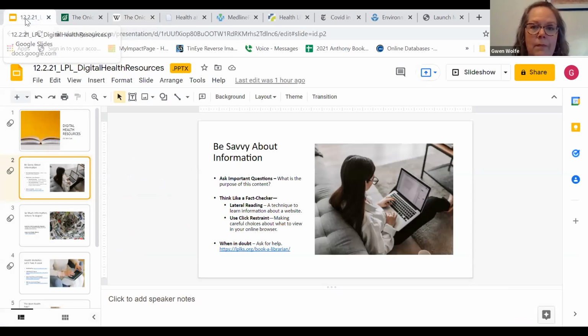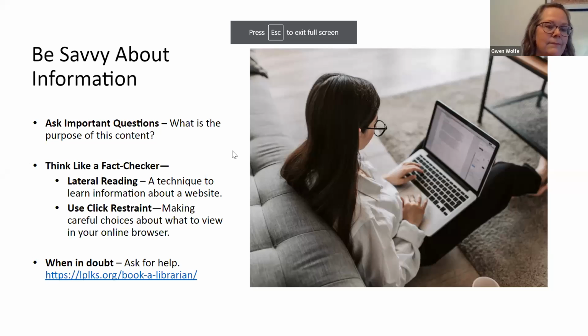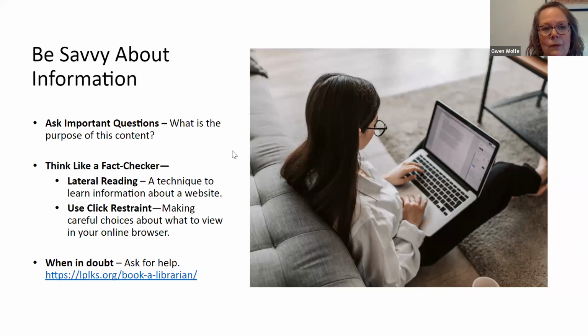So let's go back here and look at our slides. What do we do when we're trying to find good information? We ask important questions. We think like a fact checker. We use lateral reading to do a little research. We restrain our clicks. And when in doubt, we go to the experts and ask for help.